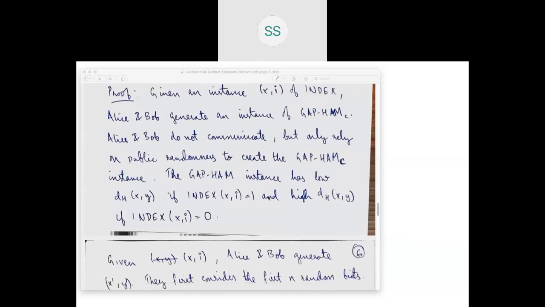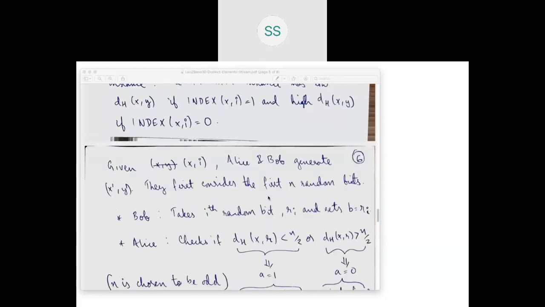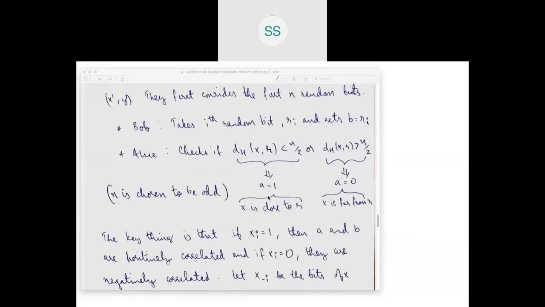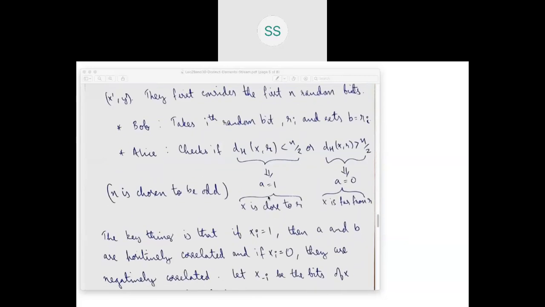instance of index, we are going to construct an instance of gap Hamming using no communication and only looking at the public randomness. So they divide the public randomness into n-bit blocks, and they look at each block one by one. So the first block, the ith random bit is Bob's input, and the n random bits are going to be compared with Alice's input x, and if it has lower Hamming distance, then A is said to be 1, and if it has higher Hamming distance, A is said to be 0.